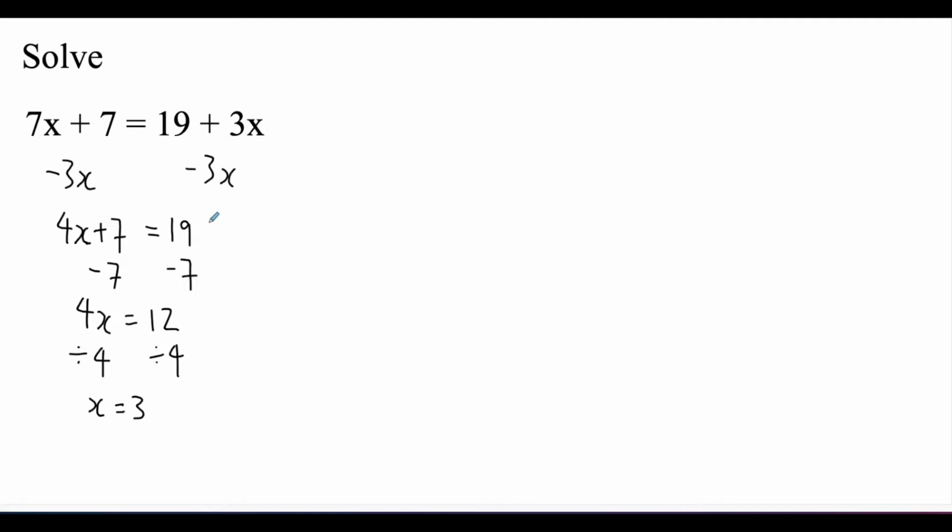Once you've done this step, then you have to make sure that there's only a number on one side of the equation. So you can do this by taking away 7 from both sides. You get 4x is equal to 12. And then the last step is to convert the 4x into x, which is done by dividing it by 4. Okay. So hopefully this is quite straightforward.